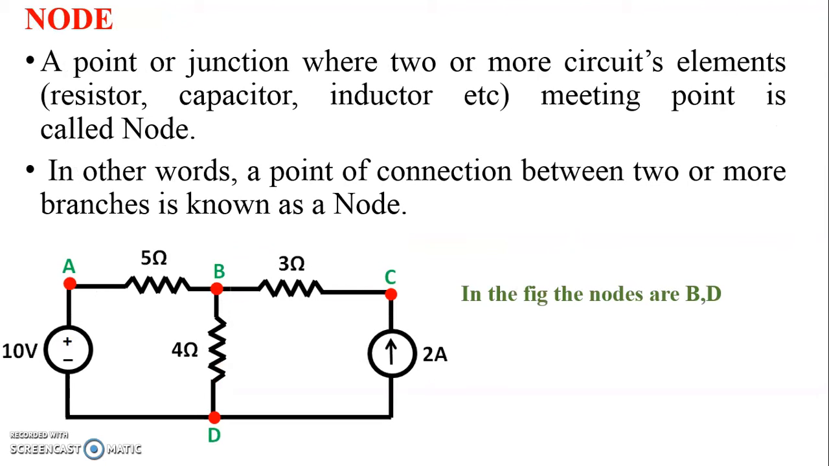Next is the node, a point or junction where two or more circuit elements meet. According to the statement, two or more elements. Here in the figure, 5 ohm, 3 ohm and 4 ohm resistances are connected at point B, so B is one node. Another node is D, where the 4 ohm resistor, 10 volt source and 2 amp source are connected. So in this figure we have two nodes, B and D.